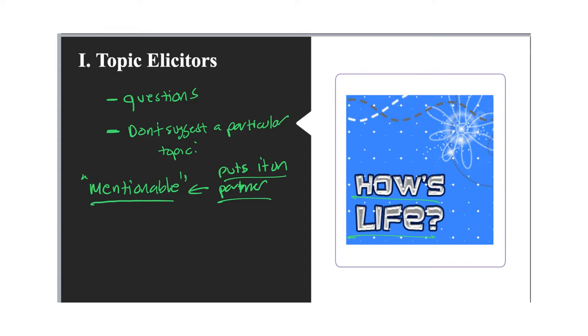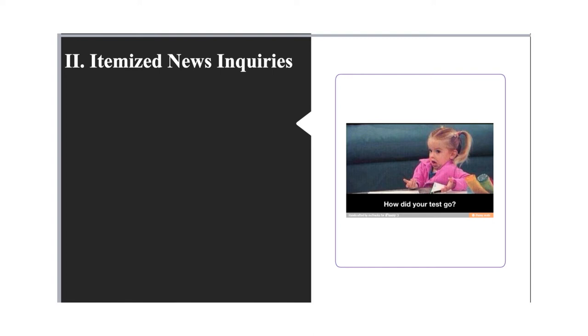But the key thing is, a topic elicitor is a question where you're having your partner create the mentionable, and you're just putting it on them. What you're saying, when you say how's it going, is: suggest a topic to me that we can start to topicalize. The next kind of elicitor is an itemized news inquiry.